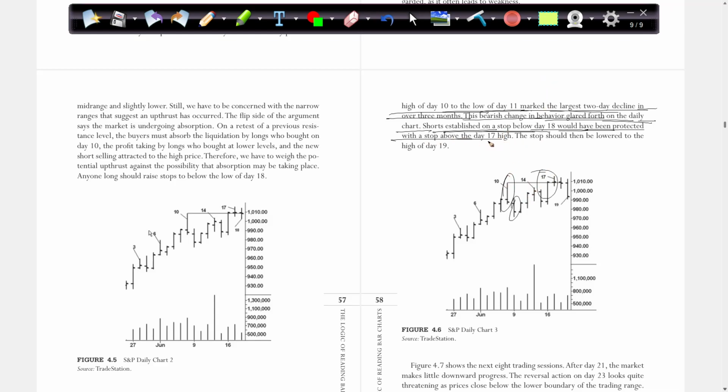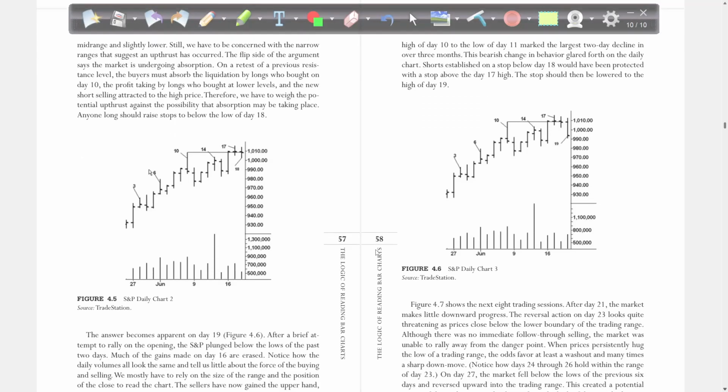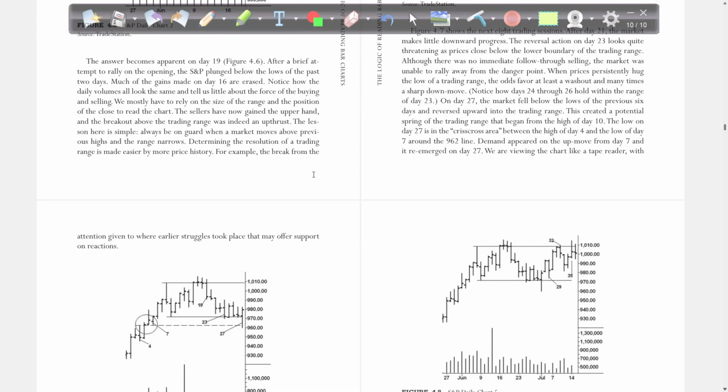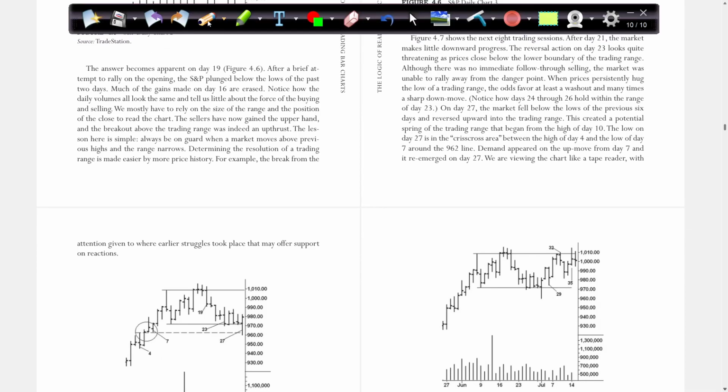The stops should then be removed lower to the high of day 19. Figure 4.7 shows the next 8 trading sessions. After day 21, the market makes little downward progress.